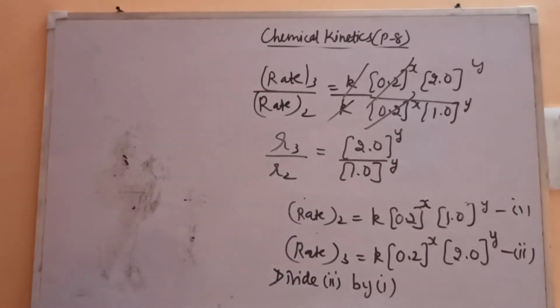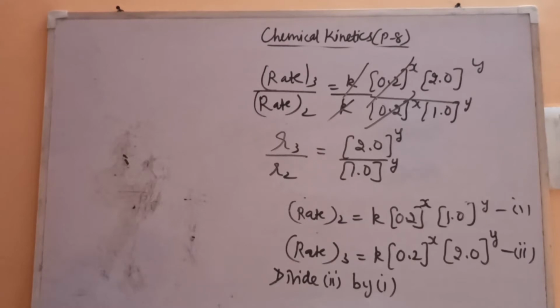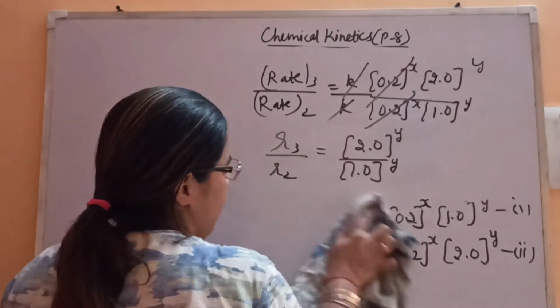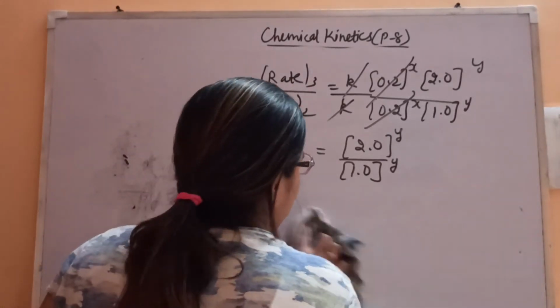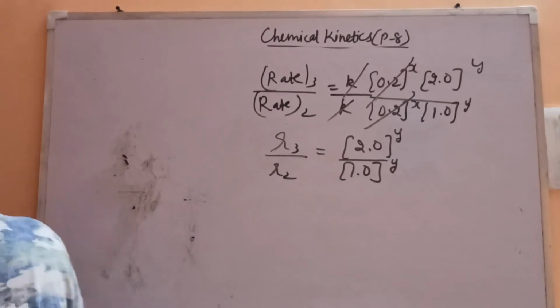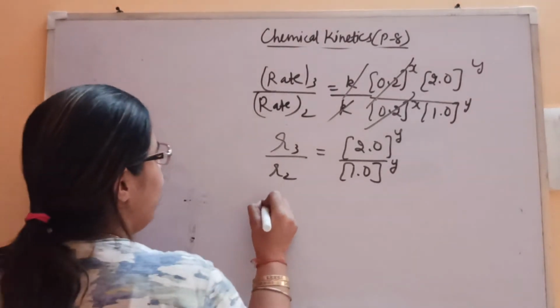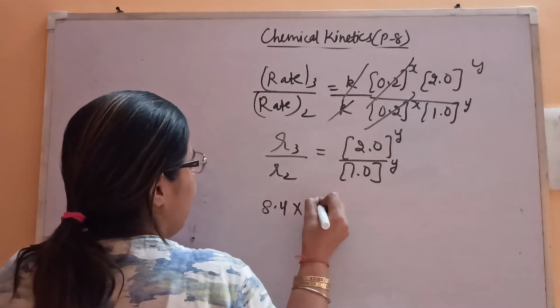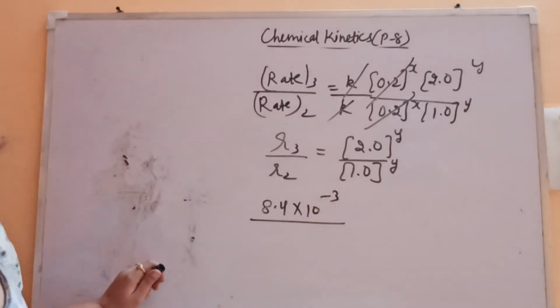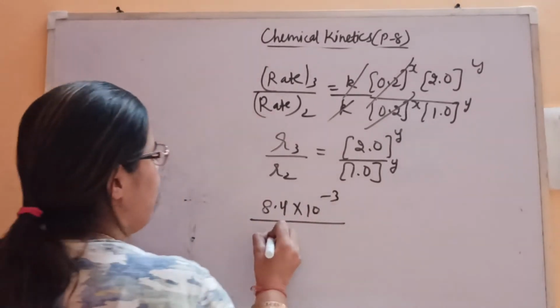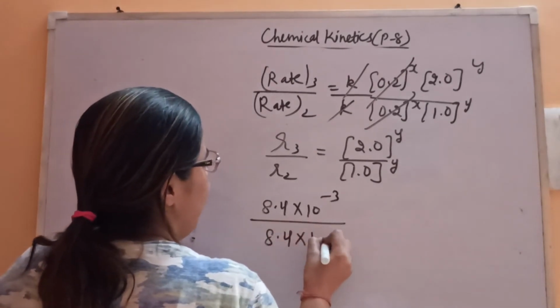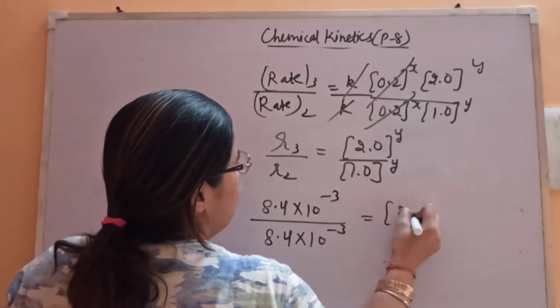So what is the order here? How will you solve this? Now the values of the rate are given. Substitute those values, then you will be able to find the value of Y. R3 is given as 8.4 into 10 to the power minus 3, and R2 is given as 8.4 into 10 to the power minus 3. Same. This will also cancel out.